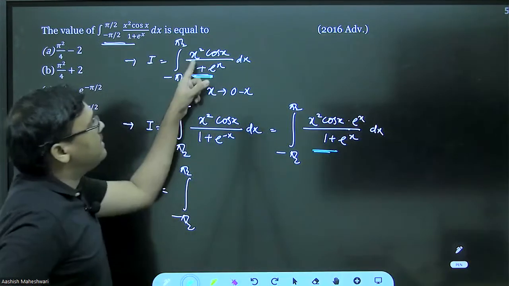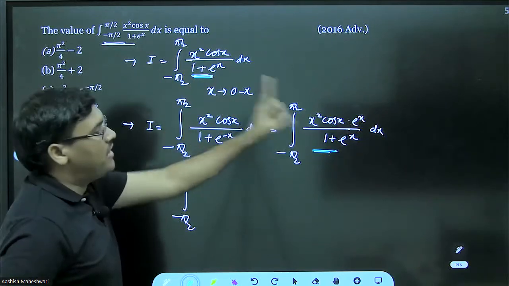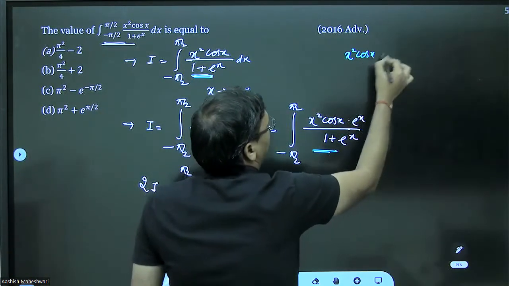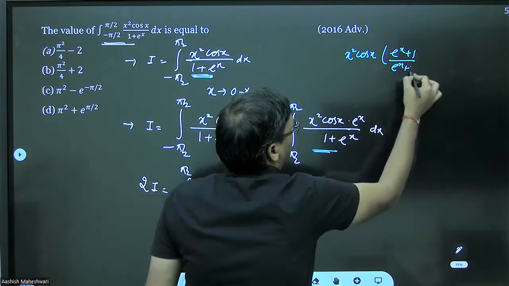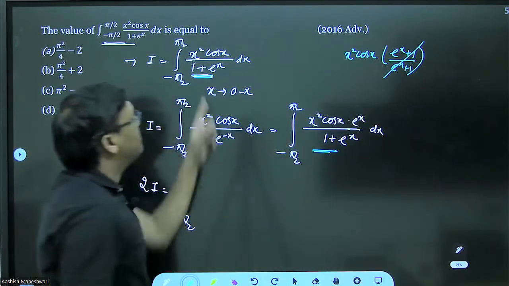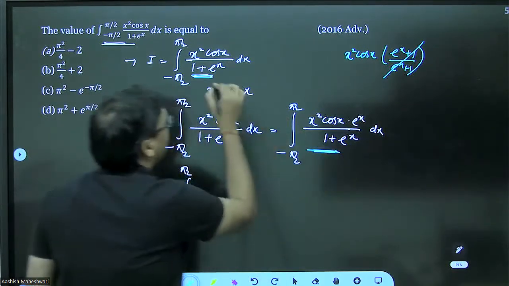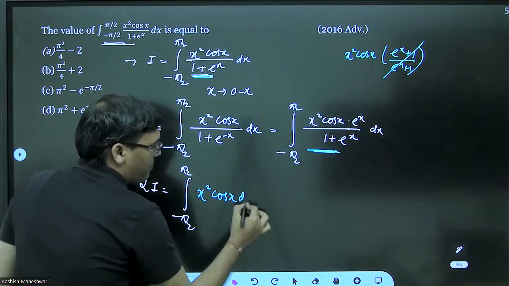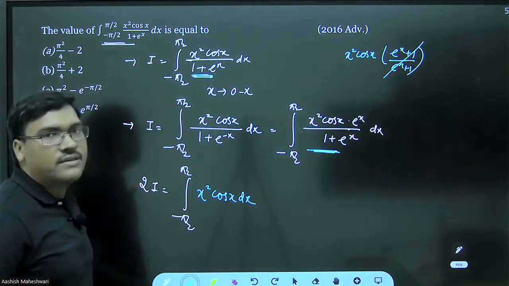You can clearly see, if I take this and this, x square cos x will be common. In the numerator you will have x square cos x common, and in the numerator you will have e raised to x plus 1 upon e raised to x plus 1, which will cancel. By adding this and this, you will be left with only x square cos x dx. I hope this point is clear.